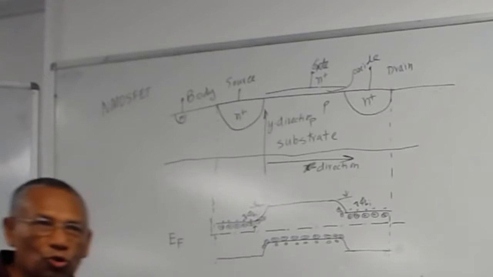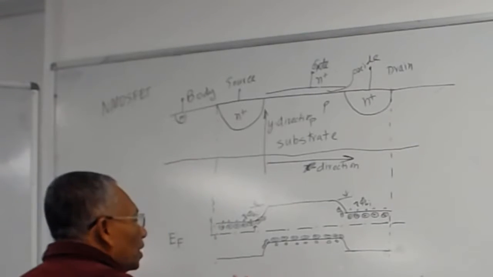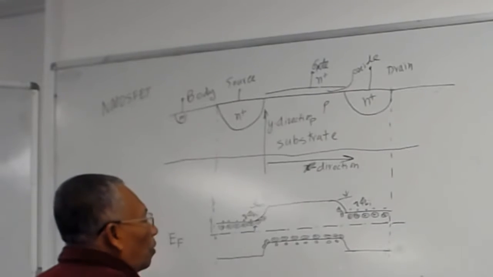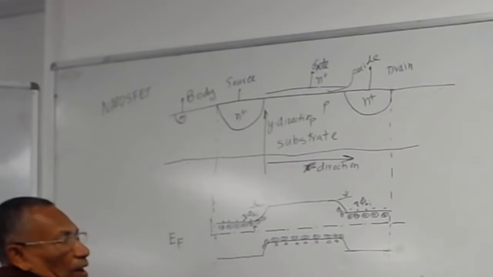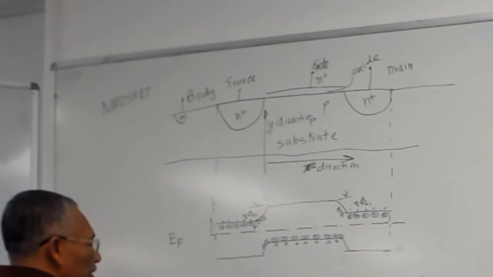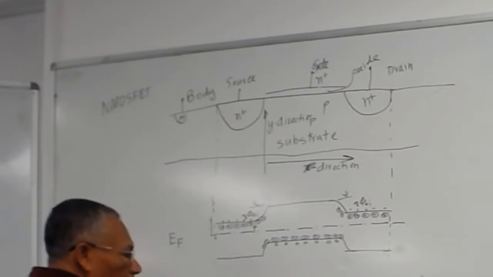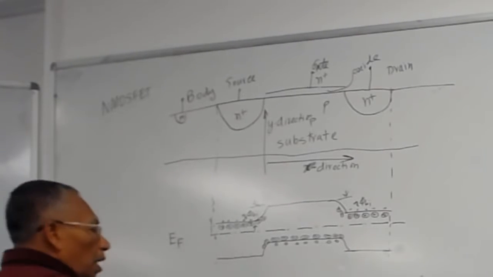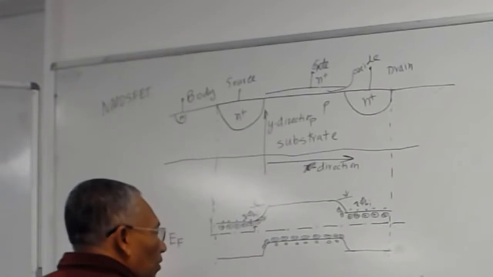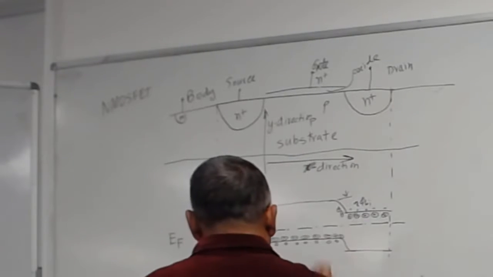Okay. So what you do here? You go from here to here. You'll end up with something like this. This is the Y direction. I'm drawing here in the Y direction. You have your gate here, then you will have your oxide here, and then you will have your substrate here.